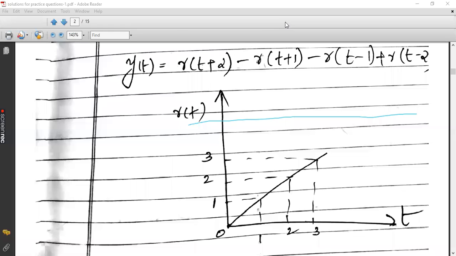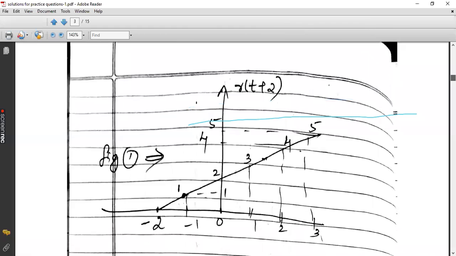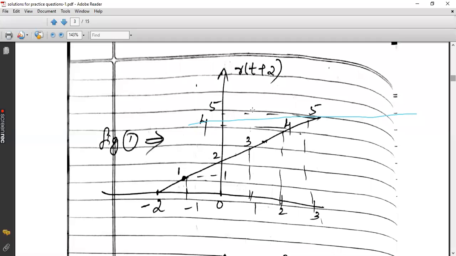Mamta, unmute and speak. Sir, to the left, sir. Yes. So we are going to shift the same signal to the left side by 2 units. So it will begin at -2. So the amplitude will be 0, 1, 2, 3, like that it will go on.